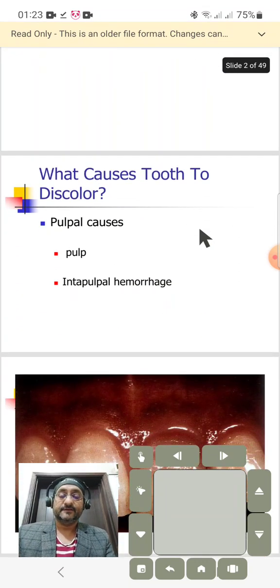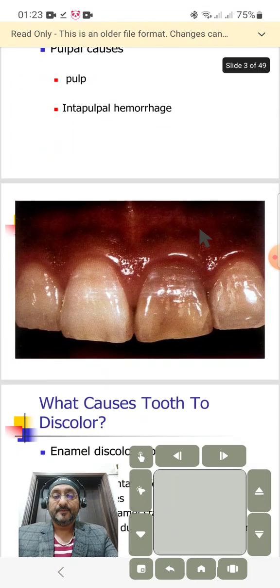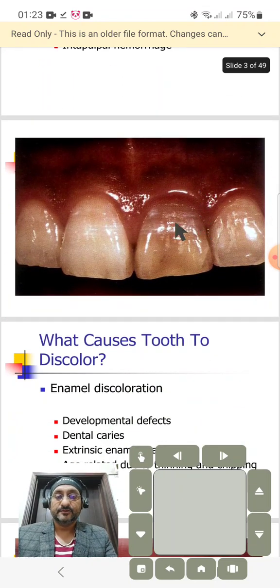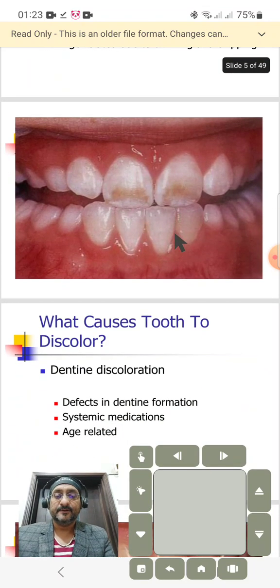First of all, let's discuss some causes. The causes of tooth discoloration may be pulp or intrapulpal hemorrhage. They may be isolated tooth discoloration, or generalized tooth discoloration, like enamel discoloration, maybe because of developmental defects, dental caries, extensive enamel stains, age-related thinning and chipping of the enamel, and maybe some hypoplastic defects as well.